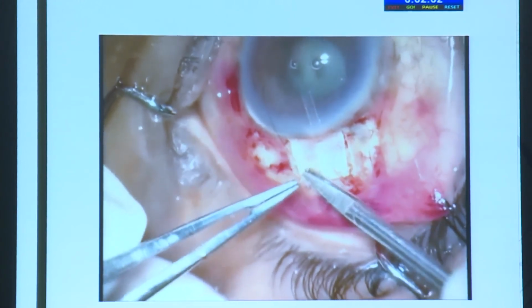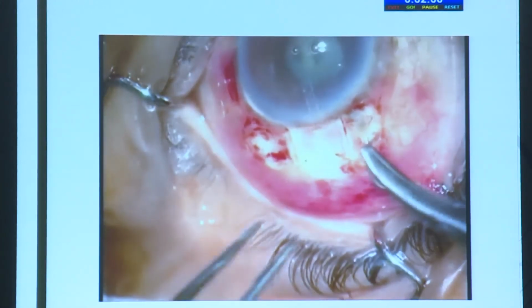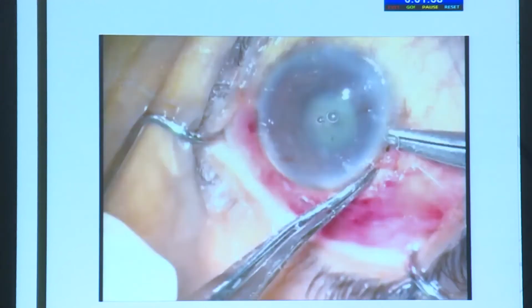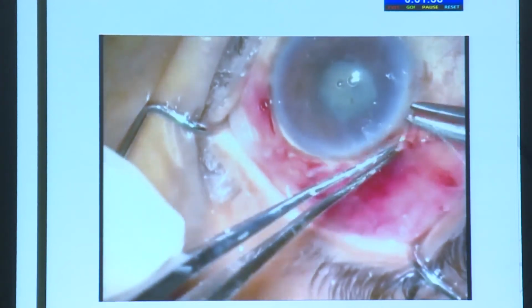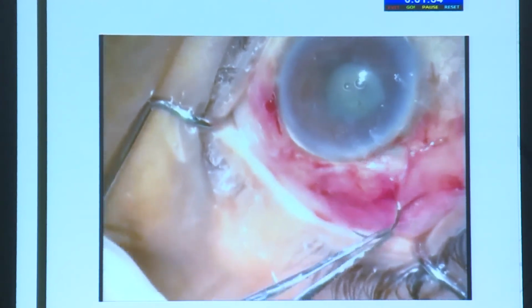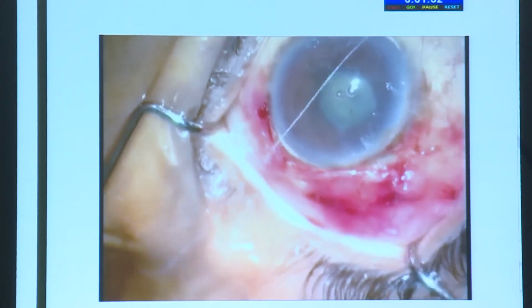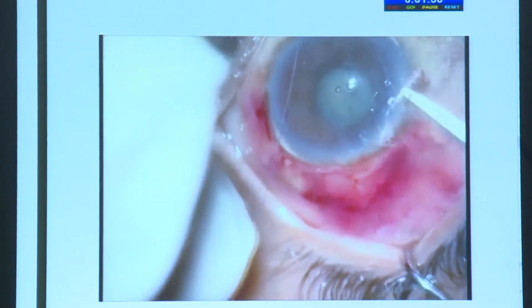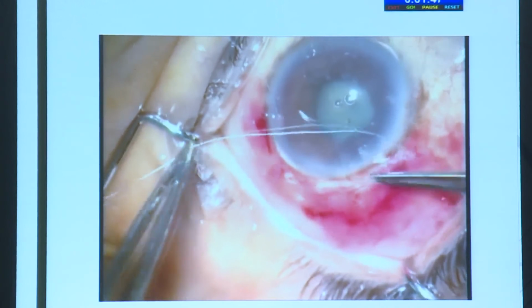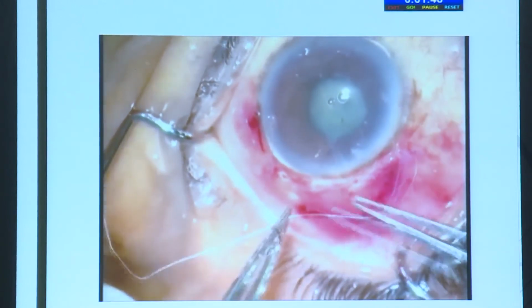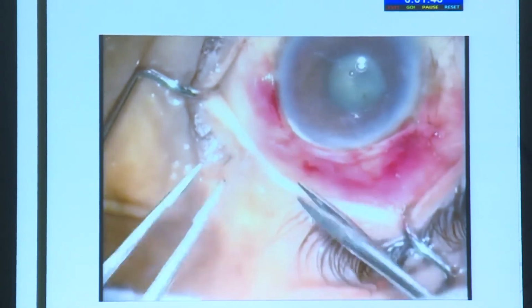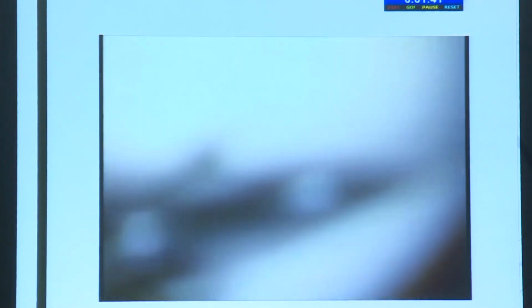And then you suture the flap with 10-0 nylon sutures, and then cover it with the conjunctiva. Here you need a watertight closure. Yeah, so that's basically the end.